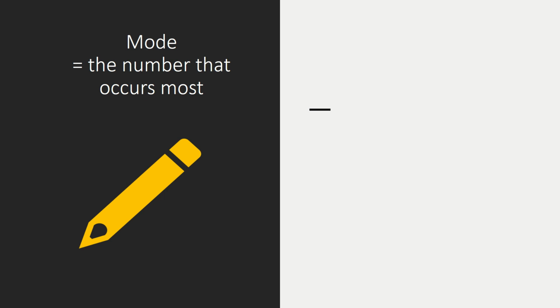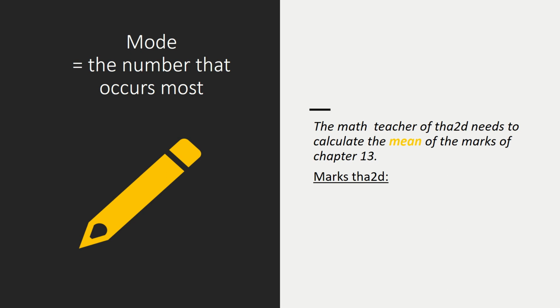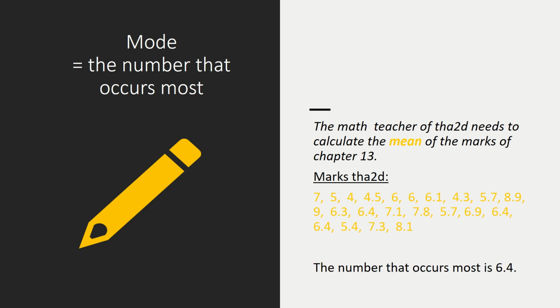Alright, lastly, we're going to have a look at the mode. The mode is a number that occurs most. So again, the same marks of your class, and you can see that the number which occurs most is 6.4 because you've got 3 times 6.4. So the mode is 6.4. Don't forget to write down a conclusion.